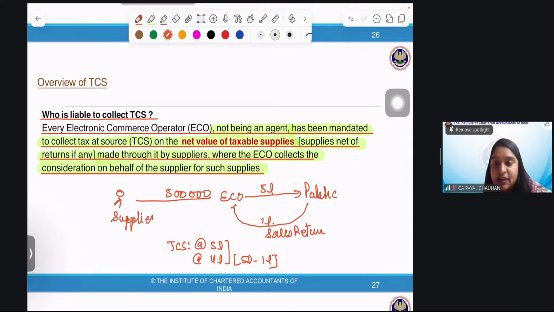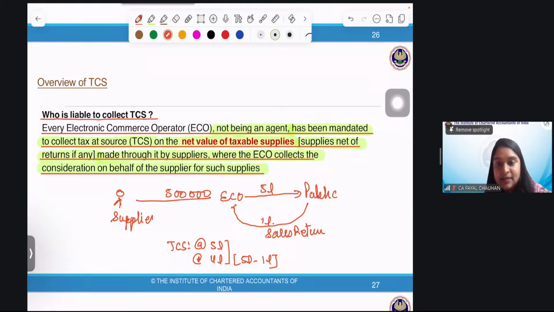How to determine whether an e-commerce operator is an agent or not? Anil, at your level, it is not that important. Just remember, the eco is not an agent. The supplier and the eco are working on a principal to principal basis, and the public pays to the eco, and it is paid to the supplier. Ashlesha, we'll correct it.